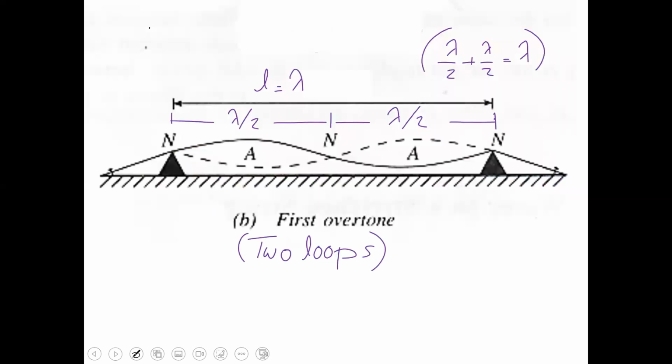Now look at this. There are 2 loops. It is called the first overtone. A very famous thing comes here, that this is case number 2. Now, how come L is equal to lambda? Because across the length of the string, there are 3 nodes, lambda by 2, and you can look at this screen. This is called the first overtone.